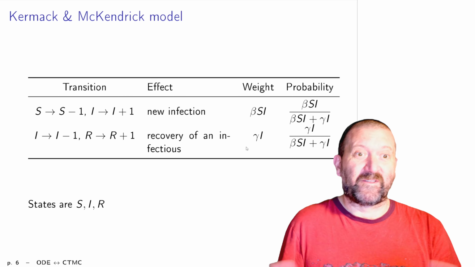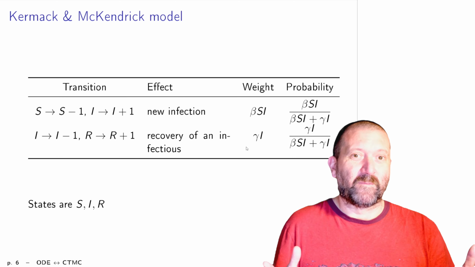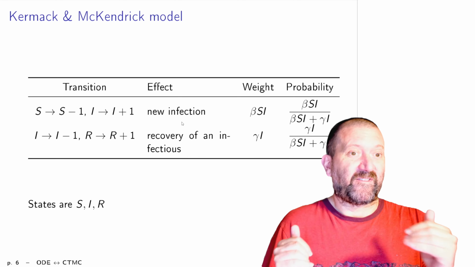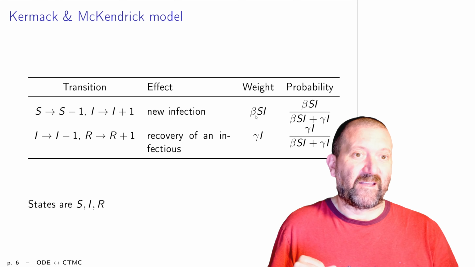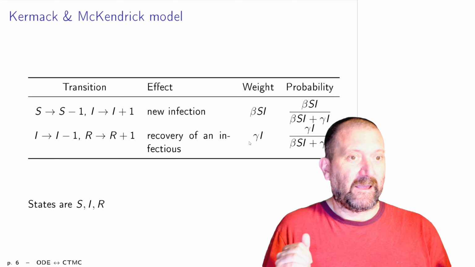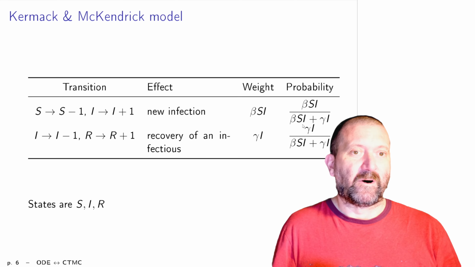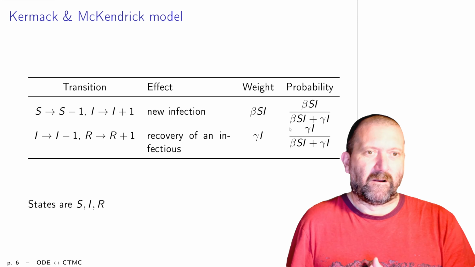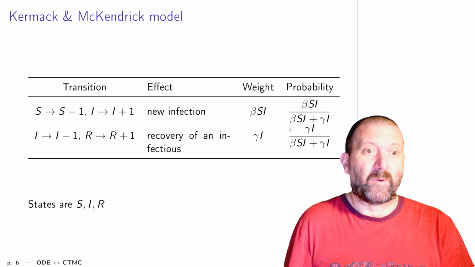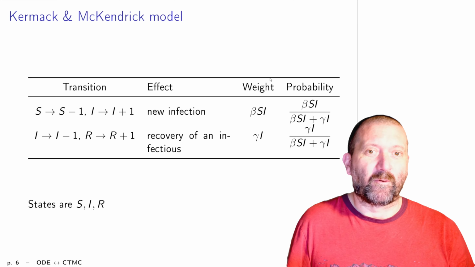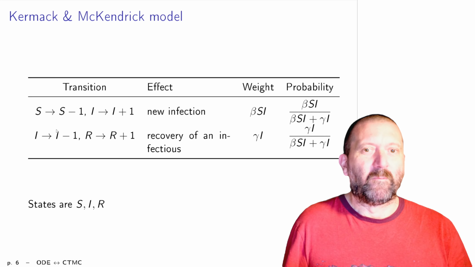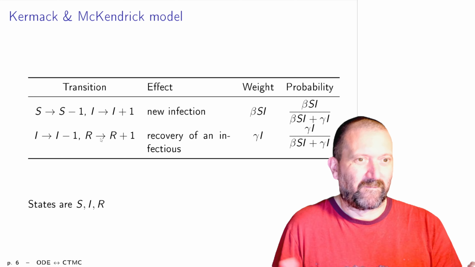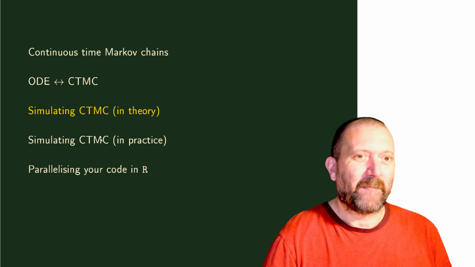One last example, this is the Kermack and McKendrick model. There's no demography here again, but here I have the flow from S to I, which has the rate beta SI, and the flow from I into R, the removed compartment, which is gamma I. You can see that the transition probabilities are the same as in the SIS model, but in this case we don't go back to S, we move from I into R. The model is essentially the same.